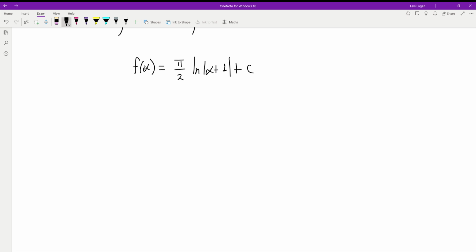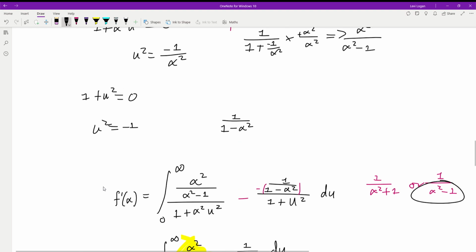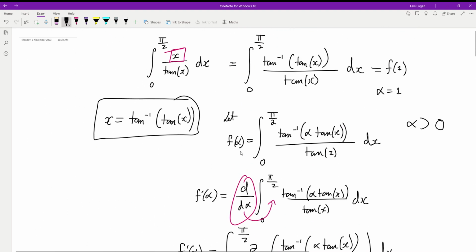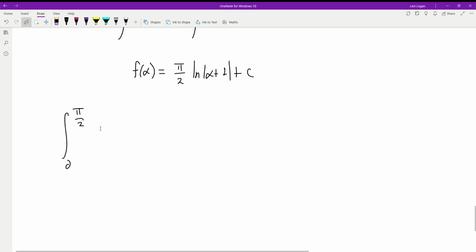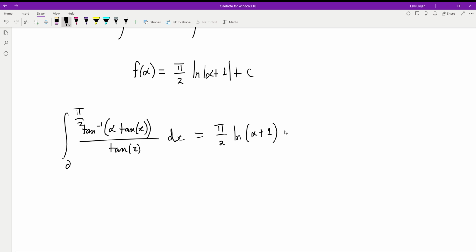So let's remember what we originally defined f of alpha to be. So our original integral was this, the integral from 0 to pi on 2. I believe it was, it's all the way up here. There it is. Let's copy that. Copy. And bring it down here. Paste. That's our original integral. And this is equivalent to, let me get the pen, pi on 2 natural log of alpha plus 1 plus c. So if I let alpha equal 0, that's going to be 0 because that'll be natural log of 1, and that will be 0 there. So our c will be 0.